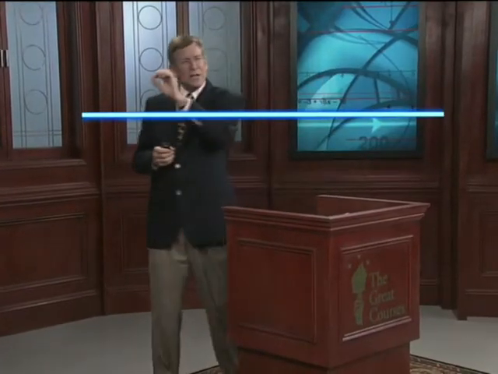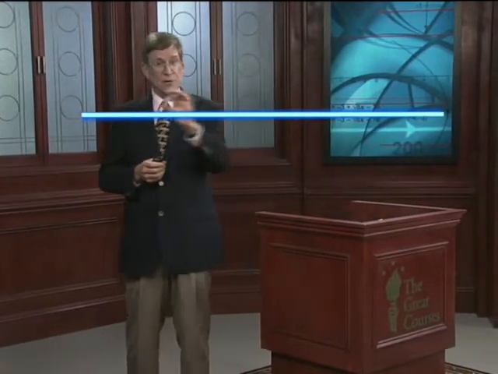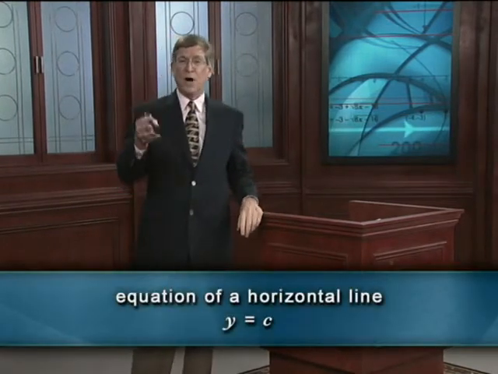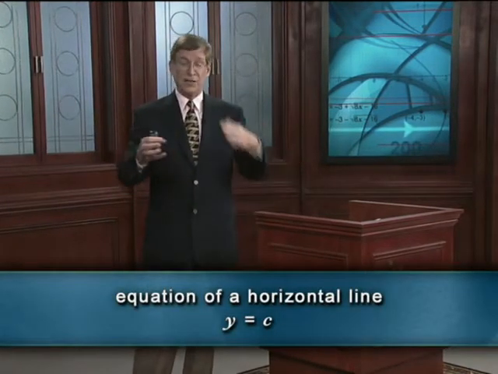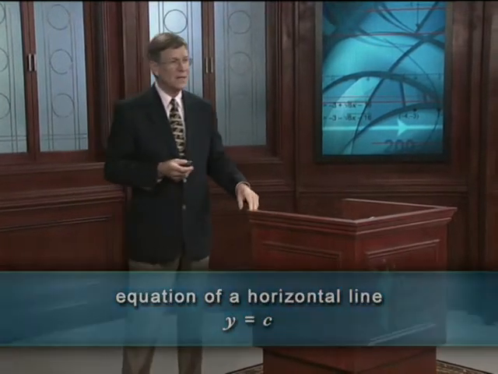How about a horizontal line? What's the equation of a horizontal line? Well, now the slope is 0. There's no rise. It's a slope 0, and that line has equation y equals a constant. That constant is where the line touches the y-axis.